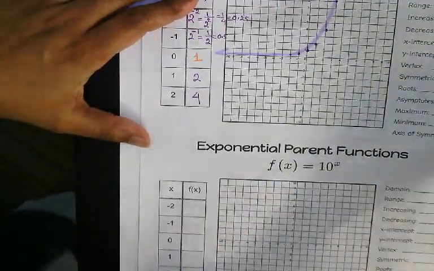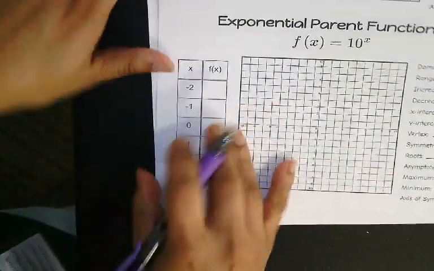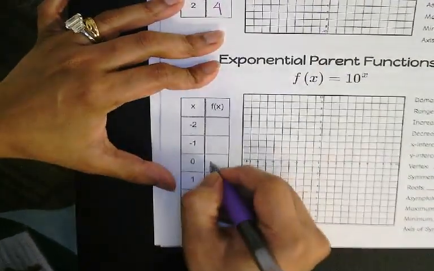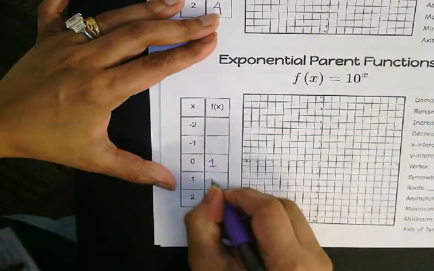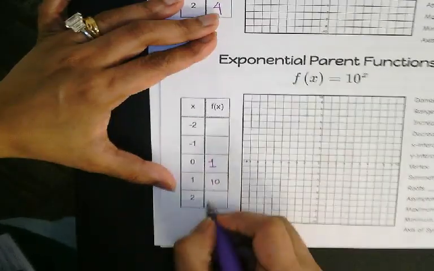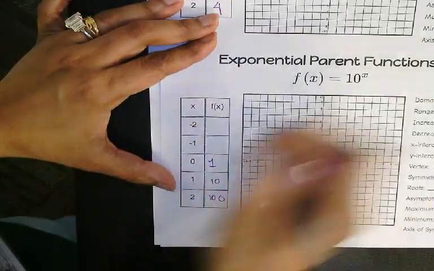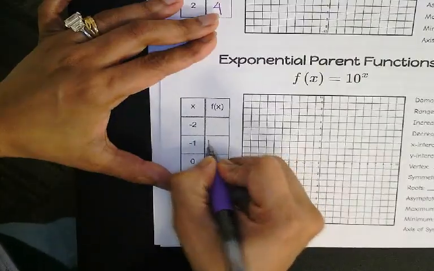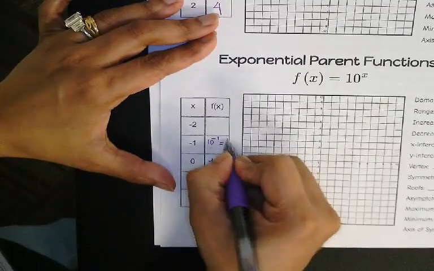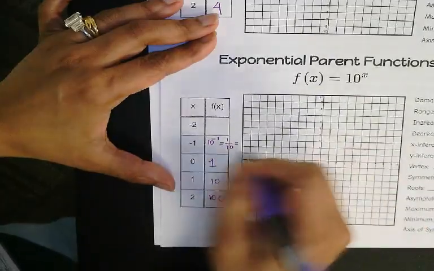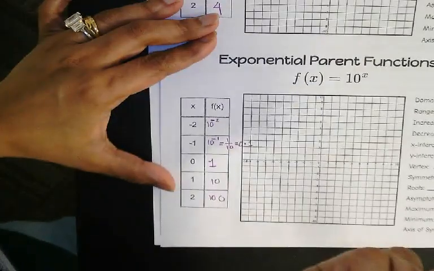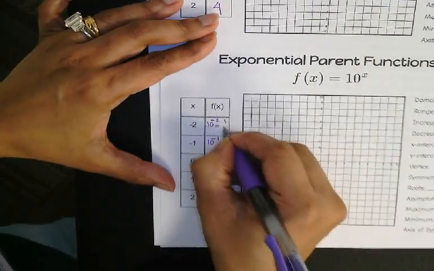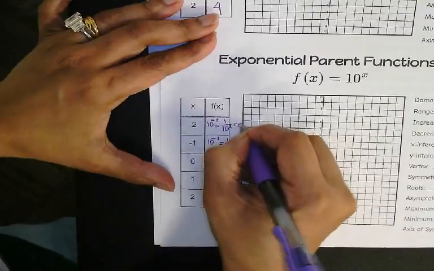So if you look at this one over here, let's find the values. 10 to the power 0 is going to be 1. Anything to the power 0 is 1. 10 to the power 1 is 10. 10 to the power 2 is 100. Now 10 to the power negative 1 is 1 over 10, which is 0.1. Good. 10 to the power negative 2 is 1 over 10 squared, 0.01.